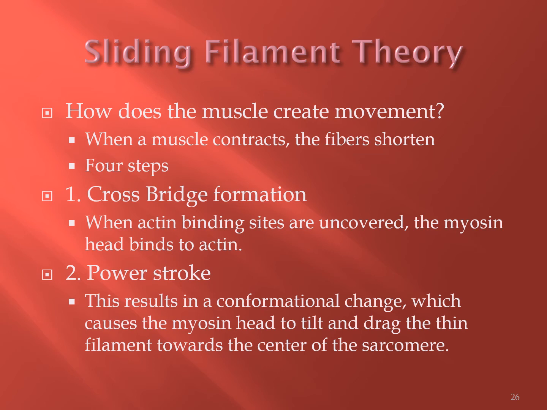So this process, the sliding filament theory, gives us an idea of how muscles actually create movement. When a muscle contracts, the fibers are going to shorten. Essentially, there's not actually a change in the length of any of the proteins or any of the fibers within the muscle itself. We basically just slide them over the top of each other. So we're just squishing them together, essentially.